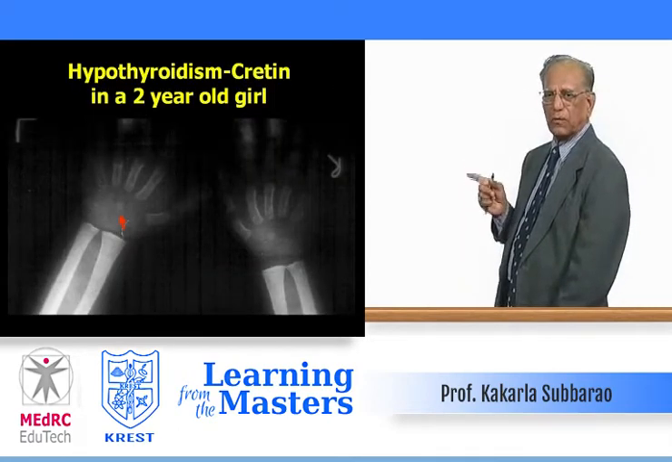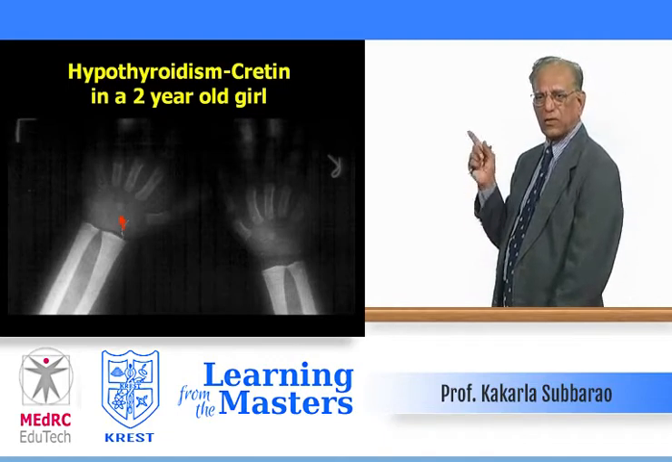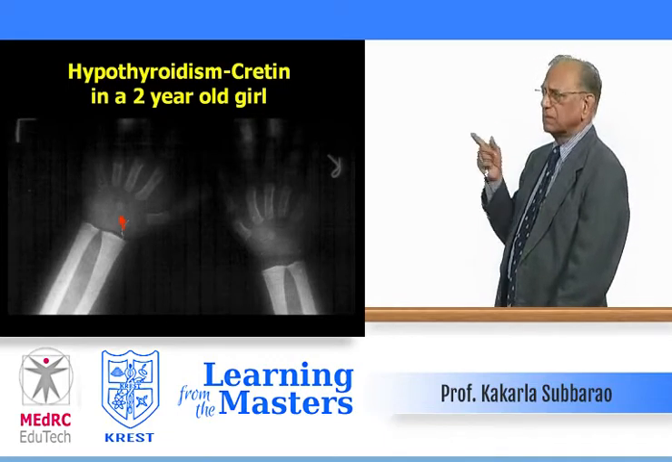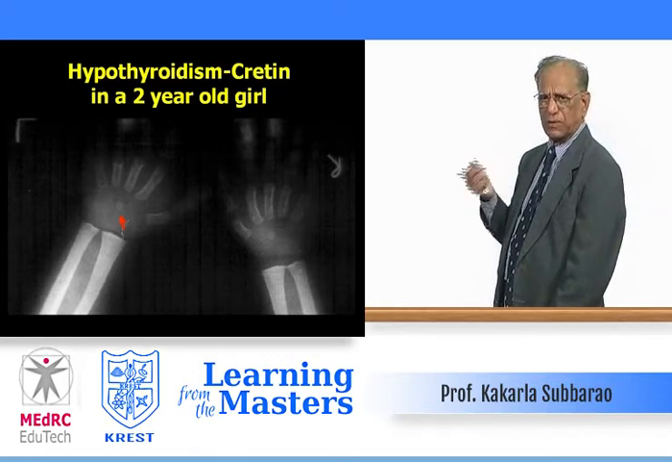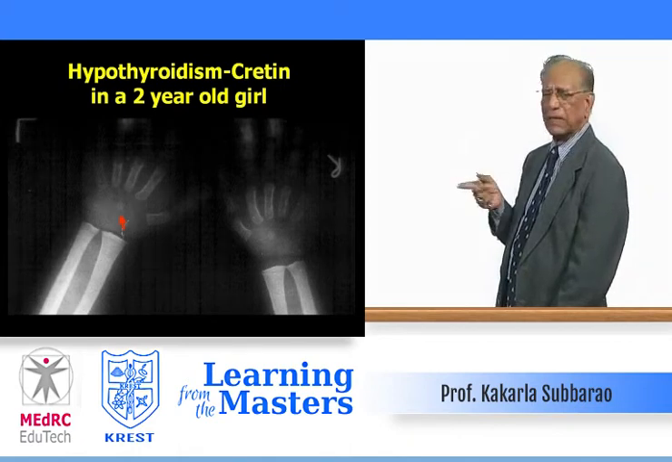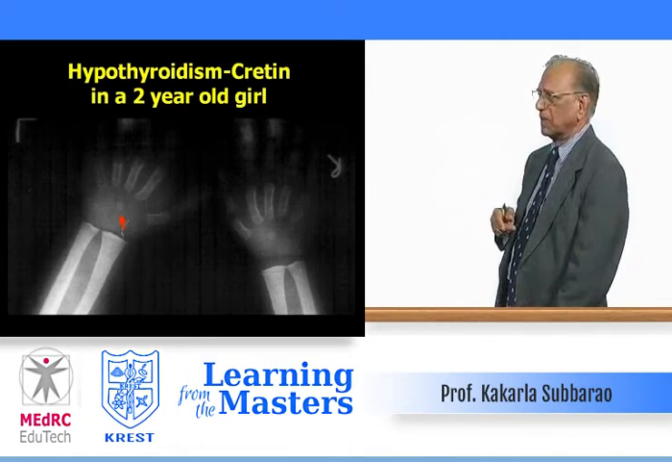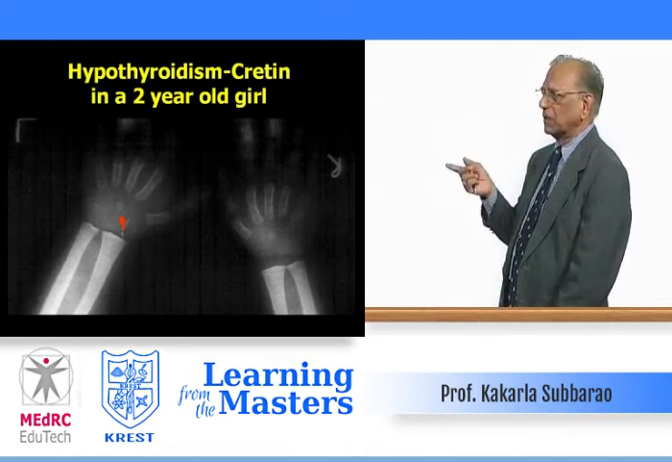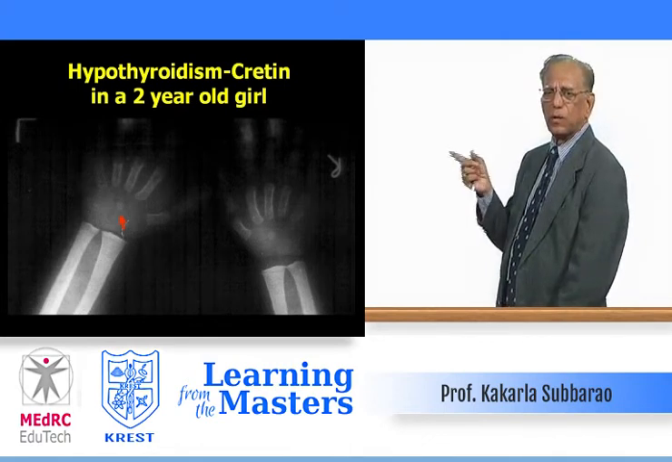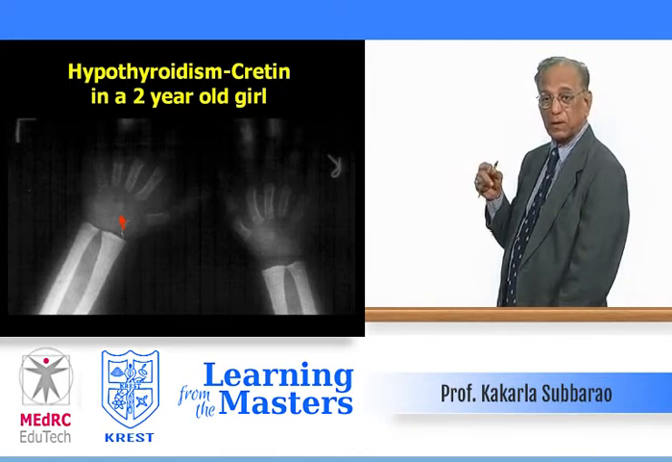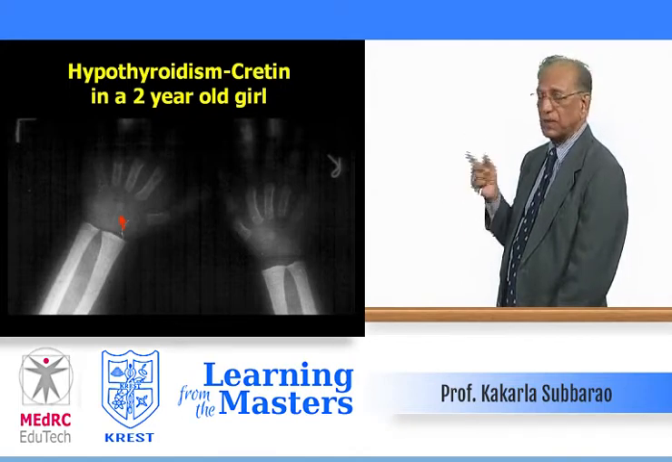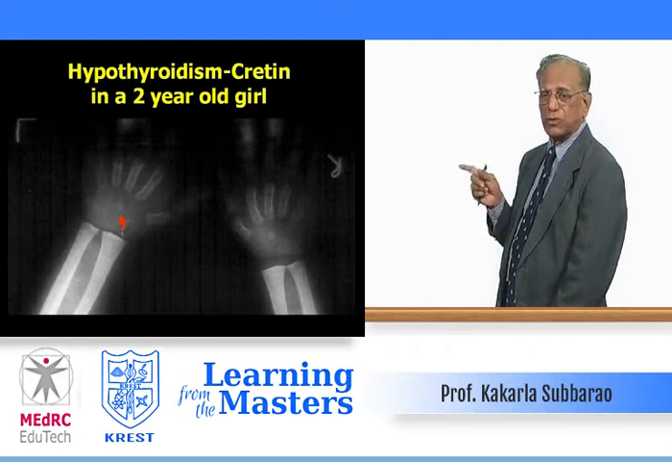Hypothyroidism, where thyroxine levels are low. Clinically, it manifests as myxedema, and in children particularly, cretinism, that is retarded bone age. For example, look at this wrist of a 2-year-old girl, hardly 2 carpal centers, which you may see at birth or in infancy. This is retarded bone maturation.